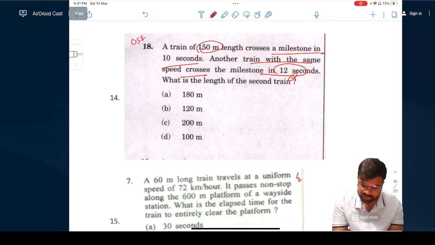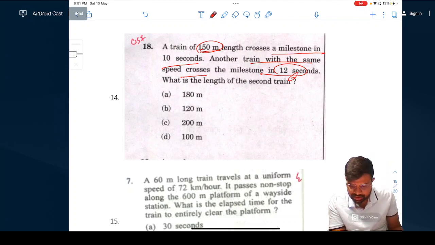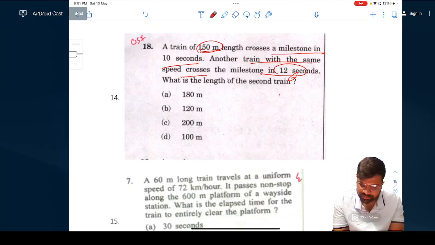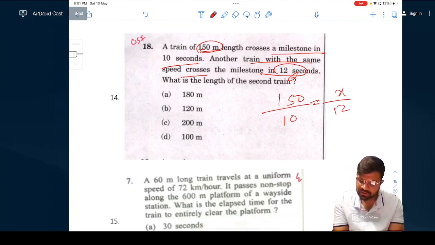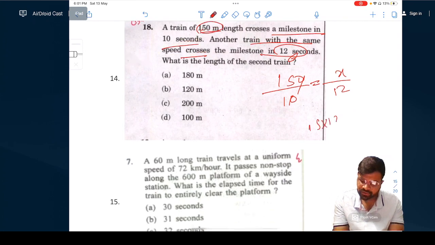So see, the speed is distance upon time. So distance upon time means 150/10 should be the speed of the second train also. Length is x and 12 is the time. So it will be 15 into 12, that means 180 meter.